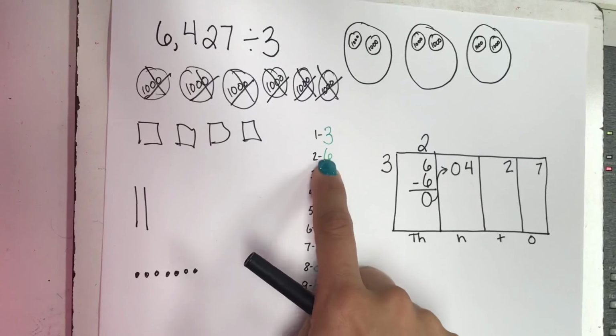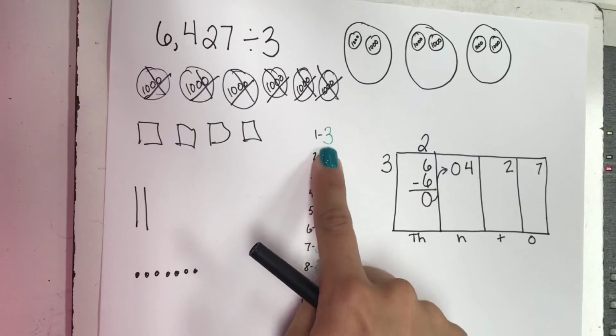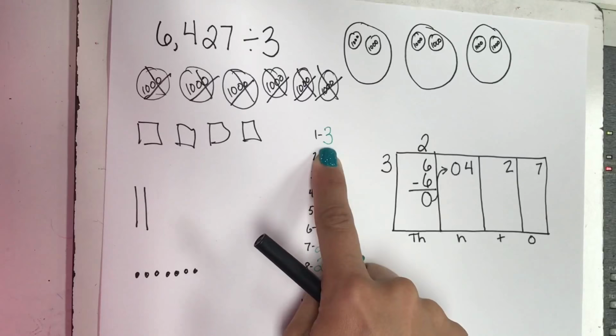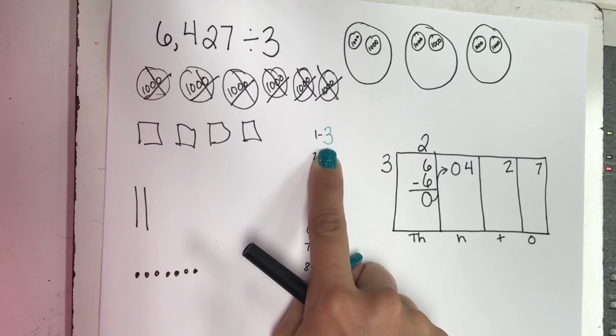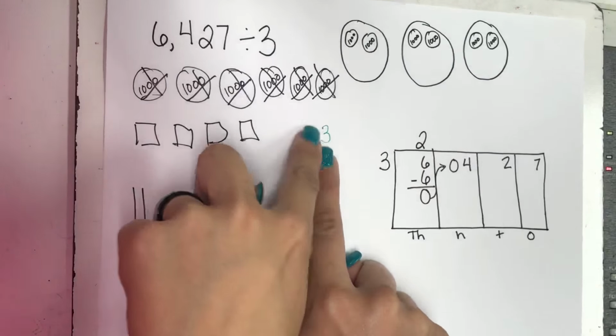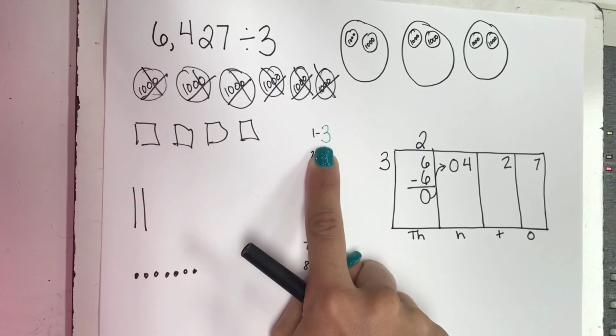Can I share, do I have 6 to give? No, so I'm going to put my finger over that. And how many numbers are above it? 3. The number is 3, but how many? 1. There's only 1. You see how there's only 1 number? There's just that 3 there.